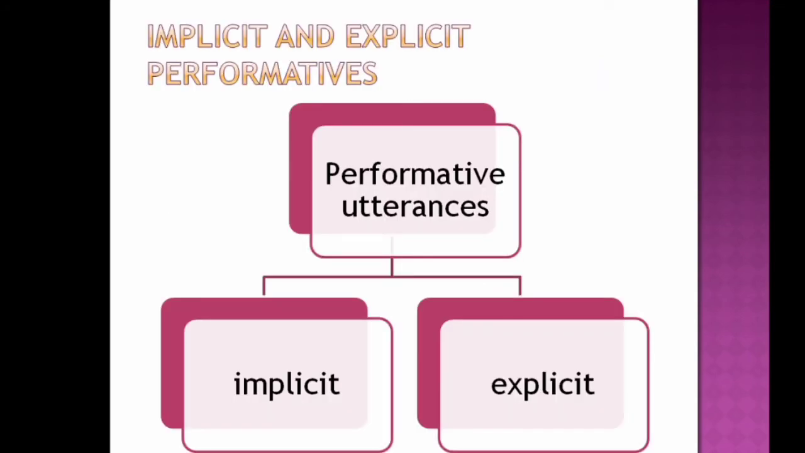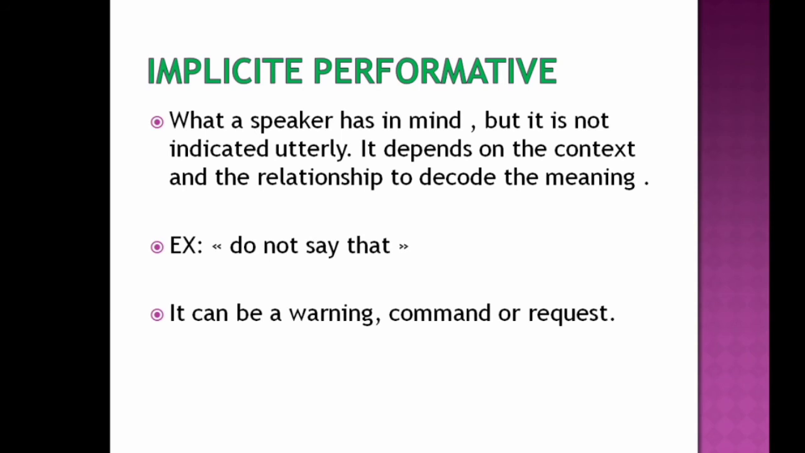So within the performative utterances, Austin distinguishes between two main types: the implicit and the explicit. The implicit performative utterance is what the speaker has in mind, but it's not indicated utterly. It depends on the context and the relationship to the code, the meaning.